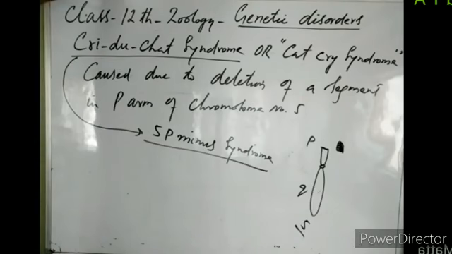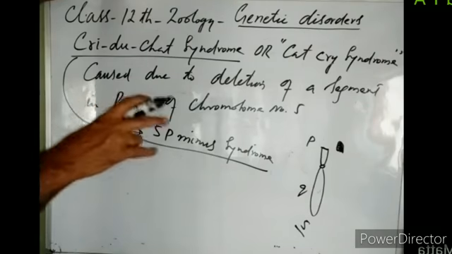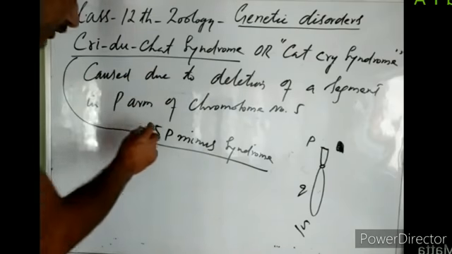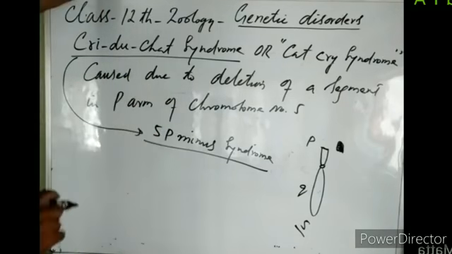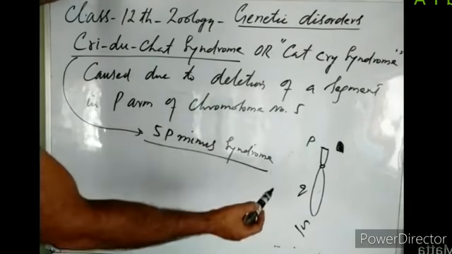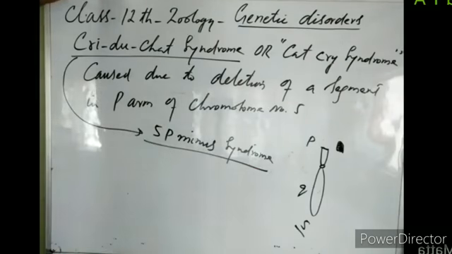Why 5P minus syndrome? Because the chromosome involved is chromosome number 5, which has two arms, the P arm and the Q arm. The deletion occurs in the P arm. That is why we call it 5P minus syndrome. It is due to deletion of a segment in the P arm of chromosome number 5.